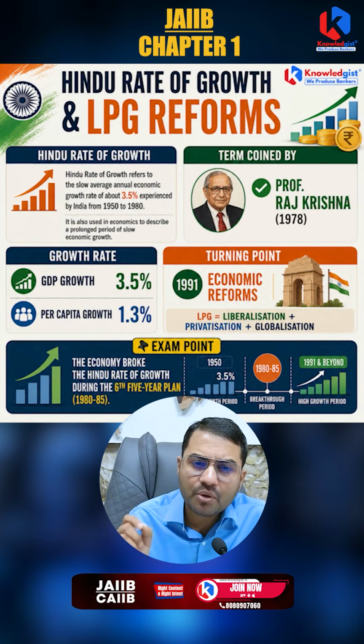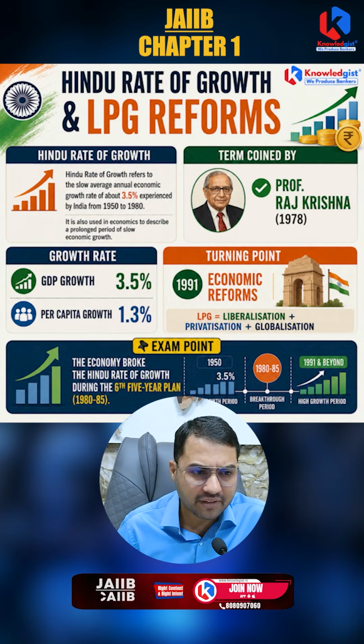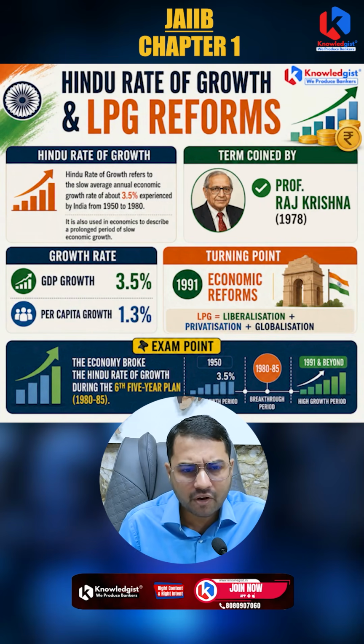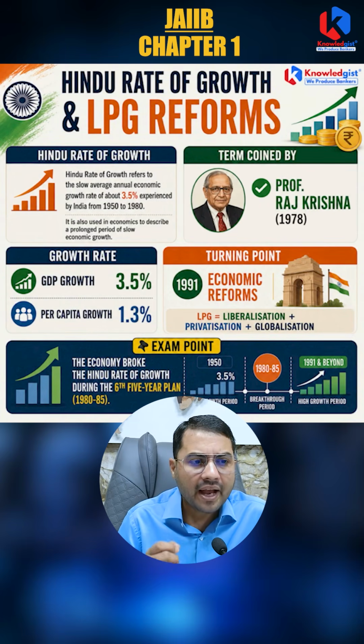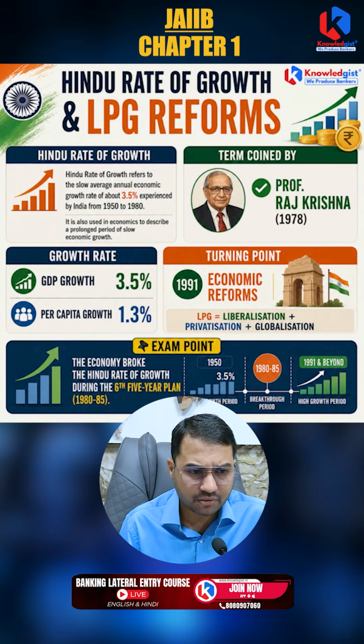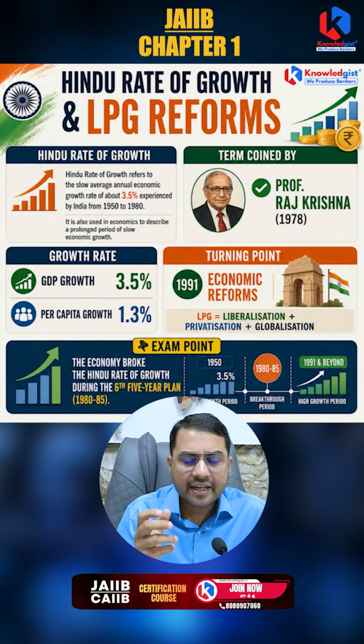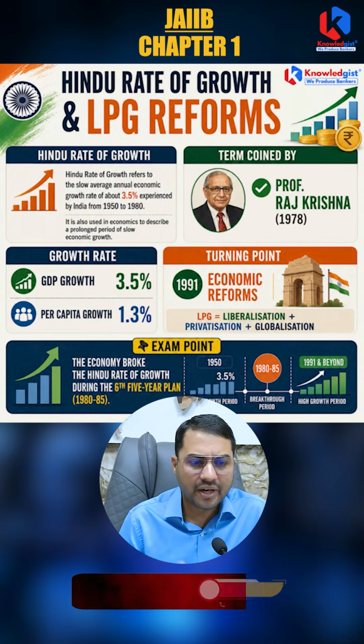Then comes the Hindu rate of growth and the LPG reforms. Hindu rate of growth is the term popularly coined by Professor Raj Krishna, and it is about slow rate of growth. As India grew at 3.5% in the 1950s to 1980, it is popularly called the Hindu rate of growth.